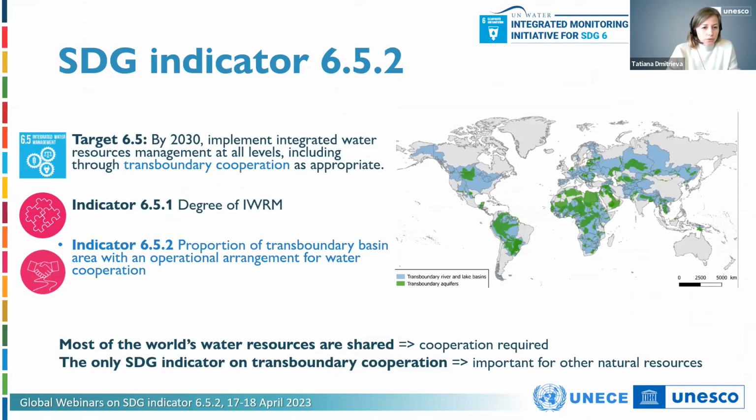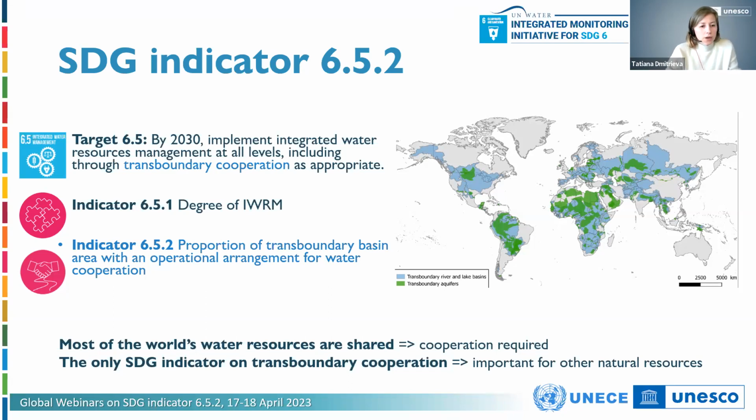Target 6.5 reads: by 2030, implement integrated water resources management at all levels, including through transboundary cooperation as appropriate. It is composed of 2 indicators. 6.5.1 measures the degree of implementation of integrated water resources management. This indicator is coordinated by the United Nations Environment Programme, UNEP. And the second indicator, 6.5.2, for which UNESCO and UNECE are responsible, is the proportion of transboundary basin area with an operational arrangement for water cooperation.